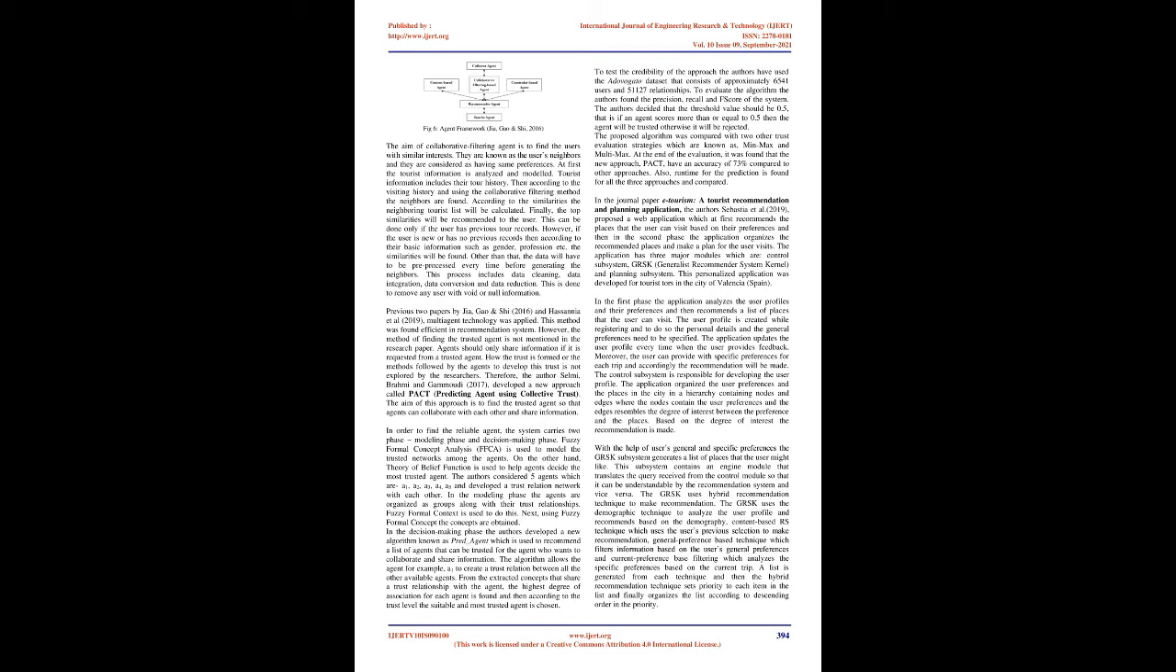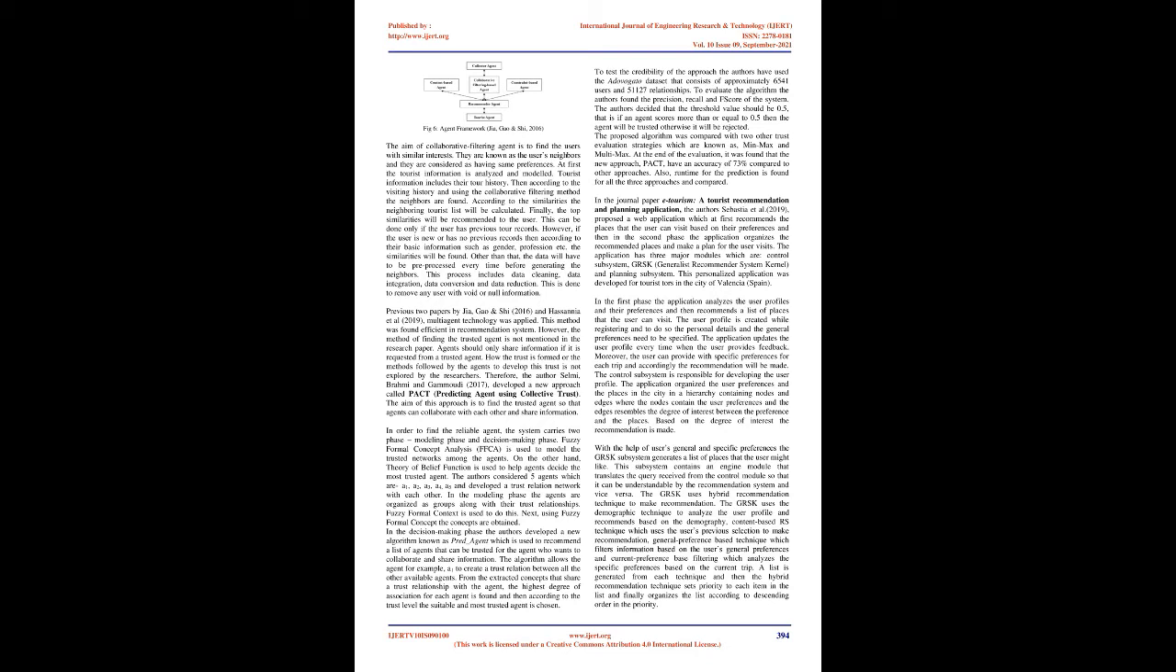trust. The aim of this approach is to find the trusted agent so that agents can collaborate with each other and share information. In order to find the reliable agent, the system carries out two phases: modeling phase and decision-making phase. Fuzzy Formal Concept Analysis, FFCA, is used to model the trusted networks among the agents. On the other hand, theory of belief function is used to help agents decide the most trusted agent. The authors considered 5 agents, which are A1, A2, A3, A4, A5, and developed a trust relation network with each other.